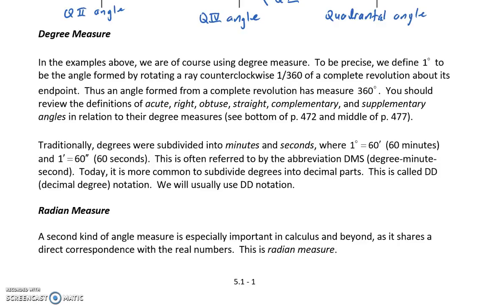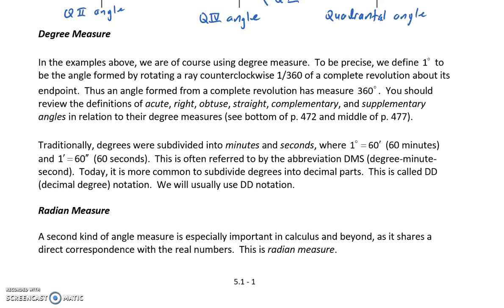Well, we've obviously already been talking a little bit about degree measure, since just about everyone is familiar with degree measure. But let's look at degree measure in a little bit more detail. In the examples above, we are of course using degree measure. To be precise, we define 1 degree to be the angle formed by rotating a ray counterclockwise 1/360th of a complete revolution about its endpoint. Thus, an angle formed from a complete revolution has measure 360 degrees.